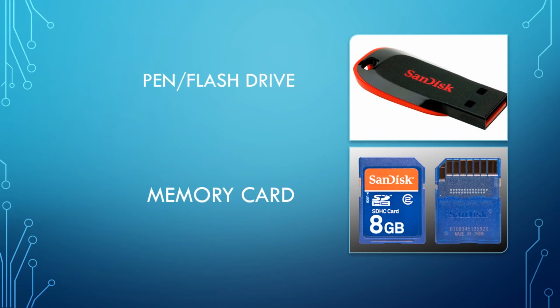Pen drive or flash drive. A pen drive is a storage device. It's very small in size. It can be easily carried in a pocket or a keychain. It can be used to store data and transfer data from one computer to another. It can be connected to the USB, that is Universal Serial Bus, of a computer. The next one is memory card. It is very small in size. It can be used to store data in electronic devices such as mobile phones, digital cameras, MP3 players and many other portable devices.